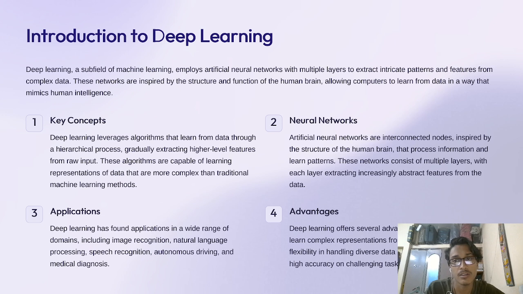Introduction. Deep learning, a subfield of machine learning, employs artificial neural networks with multiple layers to extract intricate patterns and features from complex data. These networks are inspired by the structure and function of the human brain, allowing computers to learn from data in a way that mimics human intelligence.